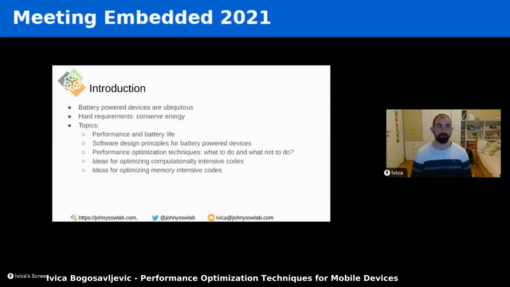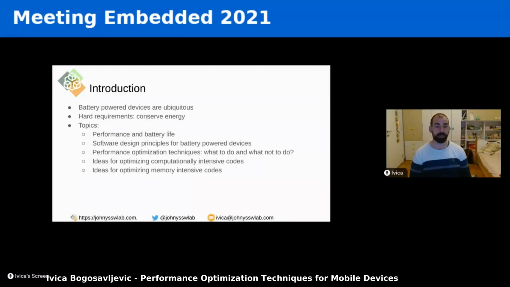Now, why do we focus on performance and battery-powered devices, mobile devices? Battery-powered devices, mobile devices are now ubiquitous. You can find them everywhere, mobile phones, but also Internet of Things. And one of the requirements that is really important there is to conserve energy. Now, performance and energy preservation are somewhat related, so you will see how.